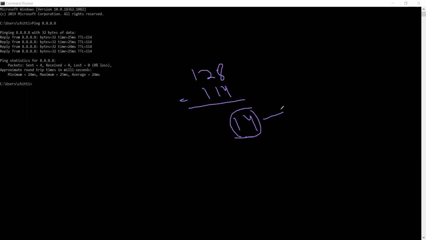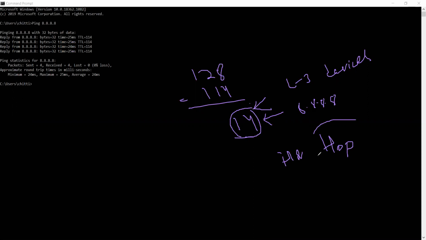So my device, 8.8.8.8, is how many hops away? 14. Hops means nothing but layer 3 devices. Am I clear? How am I saying this? Because my TTL will be decremented by 1 on every layer 3 hop. Basically, they'll call it a hop. Okay. Is this thing clear? Yeah, clear. Okay.